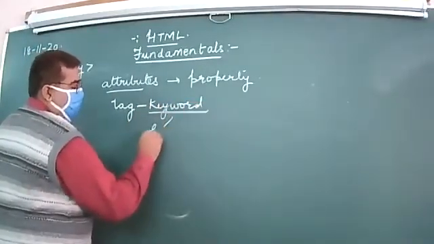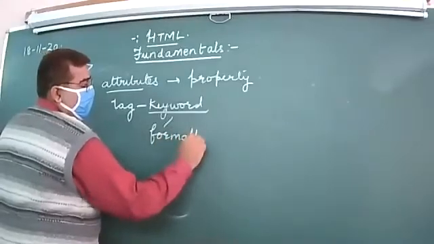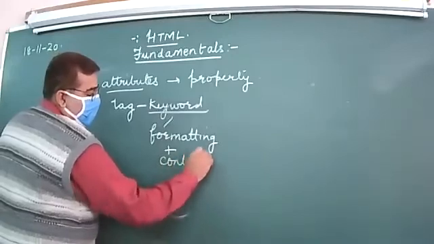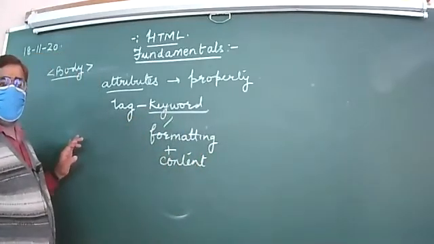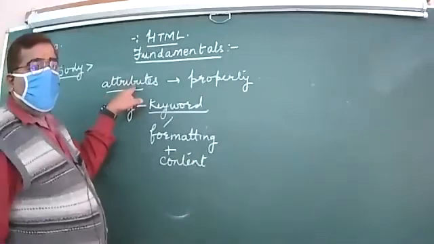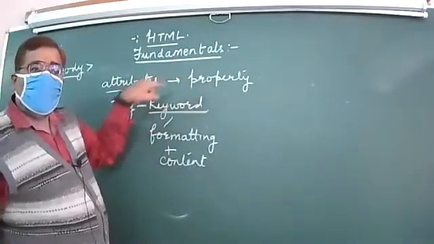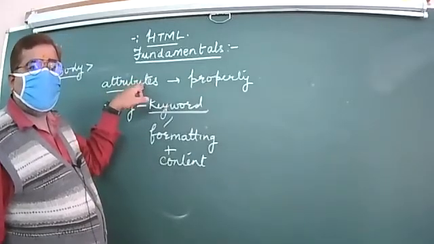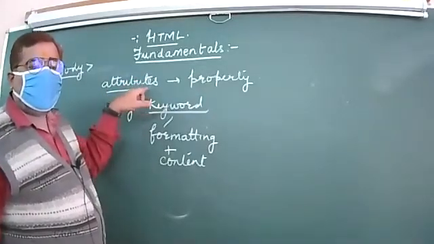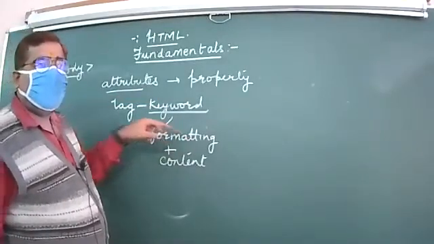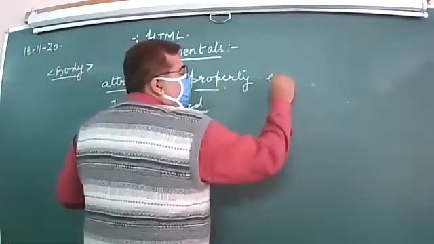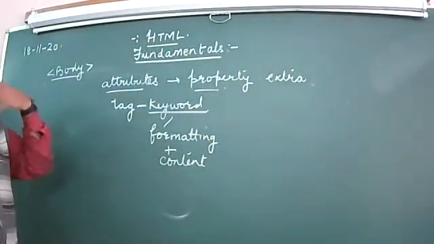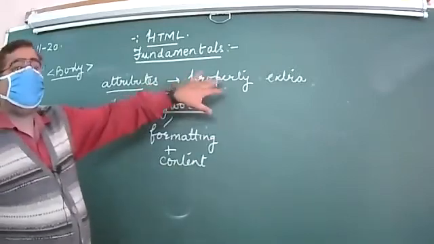It specifies the formatting plus the content that is to be displayed. Attributes are the properties which are included inside the opening tag. Attributes are always written inside the opening tag, not inside the closing tag. And they convey extra information about the tag. To make it easier, you can say it states the properties of the tag.